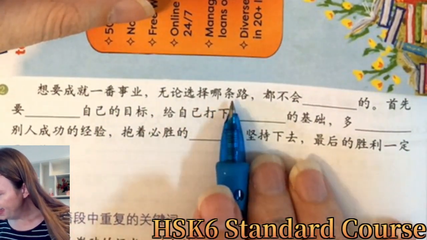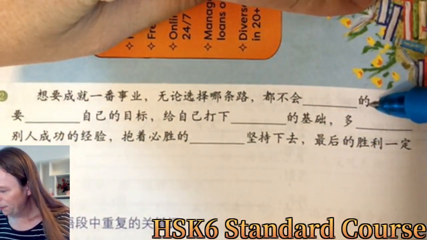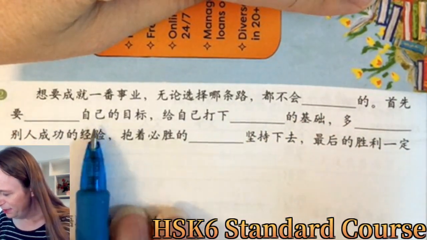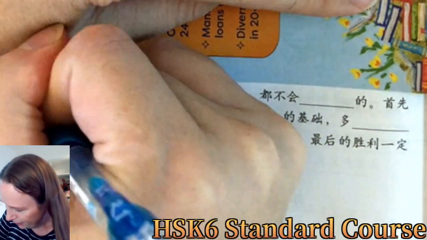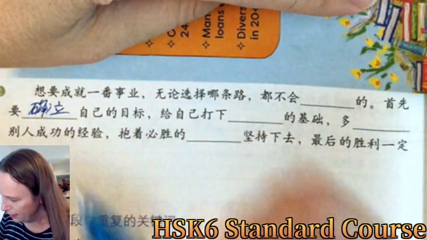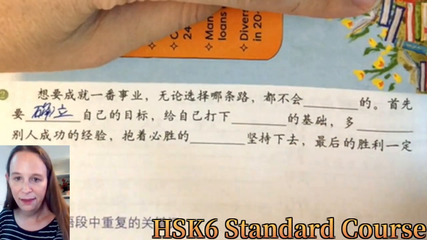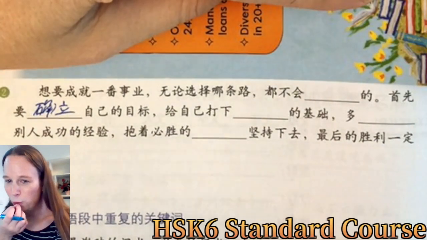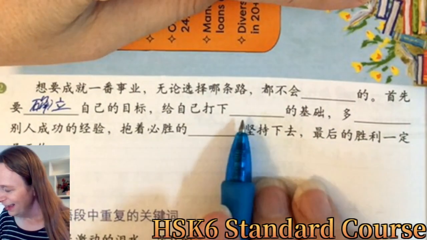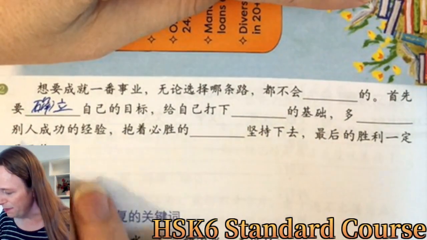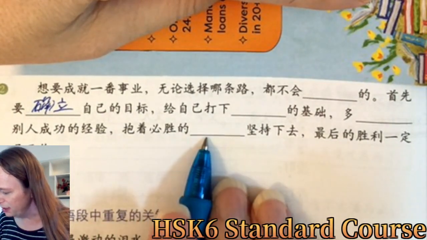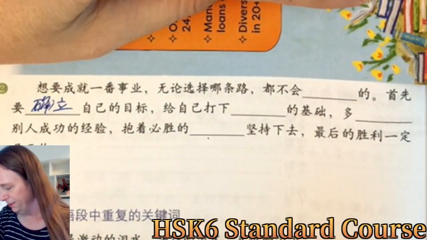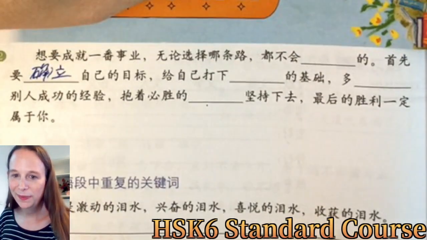想要成就一番事业, 无论选择哪条路, 都不会什么什么的. Okay, I'll have to think about it. 首先要什么什么自己的目标, this is 确立目标, we talked about that. 给自己打下什么什么的基础, 稳定, 确定, 明确, 稳固, could it be 稳固? It could be locked, couldn't it? I would normally write 稳定的基础. 多什么什么别人成功的经验, 抱着毕生的什么什么, 坚持下去, this is 信念, right? 毕生的信念, no, 毕生的态度, I'm not sure actually.